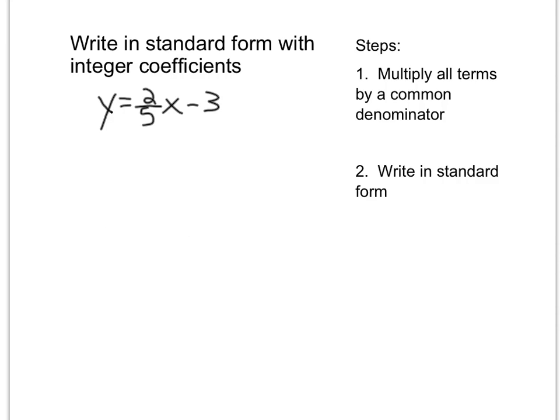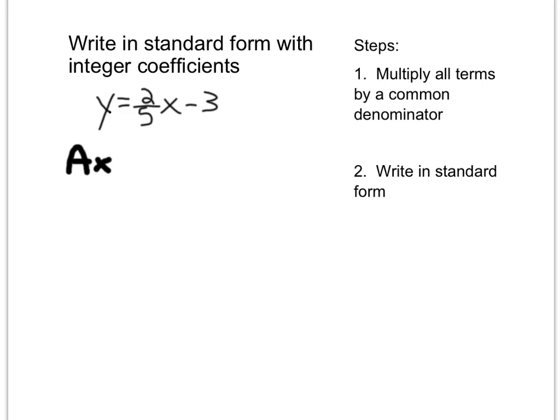This example says to write in standard form with integer coefficients. And we got steps there. The first step, though, I guess I should have put this on there, but I didn't. The first thing I always want to see is standard form. And it's another one of those things where I want you to keep writing it so you get it memorized. So the first thing I'm going to do is write that I need ax plus by equals c form. So that's what I need.